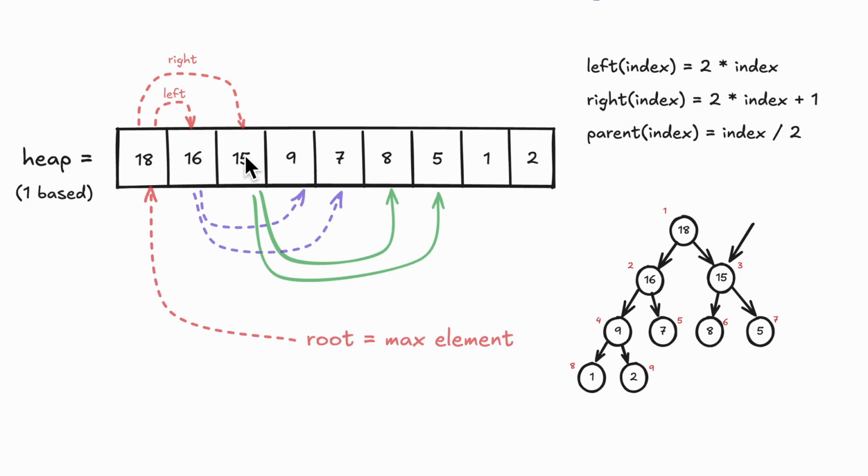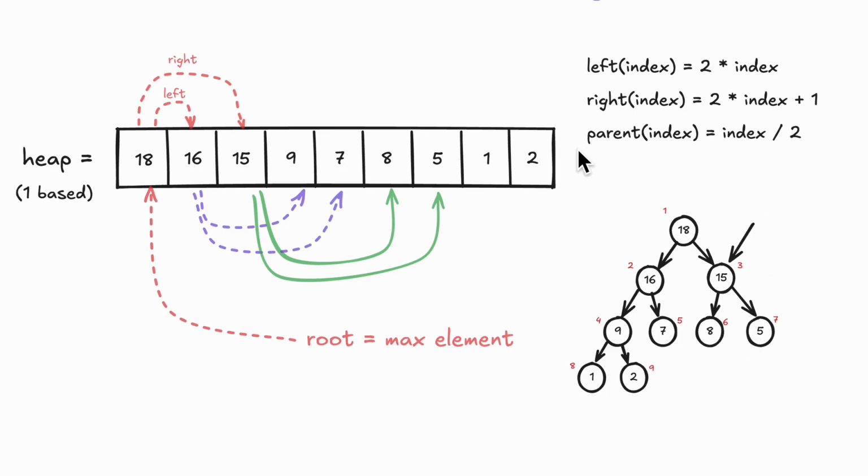If I'm standing at index 3, then left of 3 is nothing but 2 into 3, which is 6. So left of this 15 would be 8. And indeed, it is true, right? According to this binary tree, it is true. And right of index 3 would be 2 into 3, which is 6, plus 1, which is 7. So we will go to index 7, and the element over here is 5. And again, it is true as per this complete binary tree.